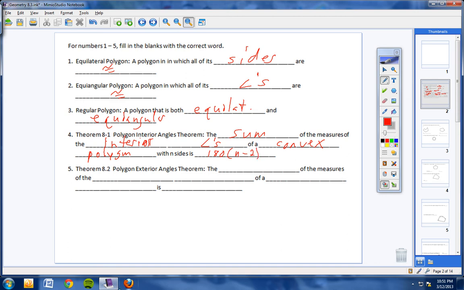Polygon Exterior Angles Theorem: the sum of the measures of the exterior angles of a convex polygon is always the same, always 360 degrees. 360 degrees. Okay, not a lot we can do, just moving on.